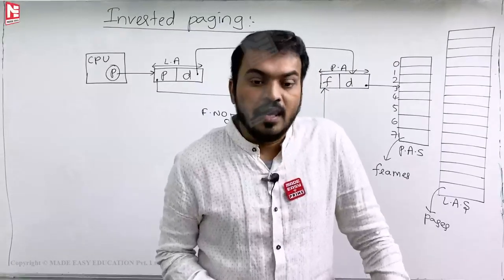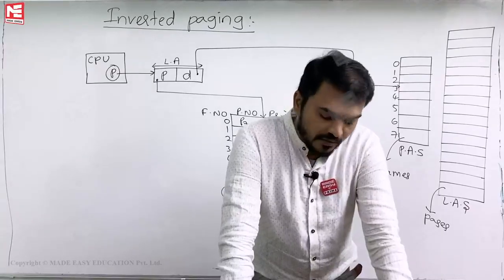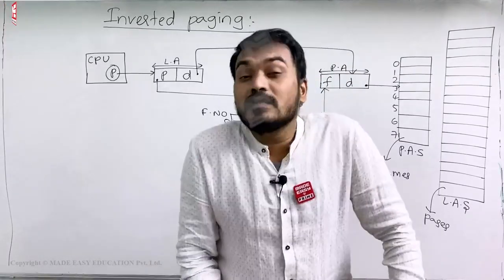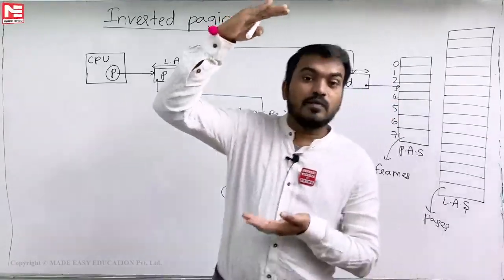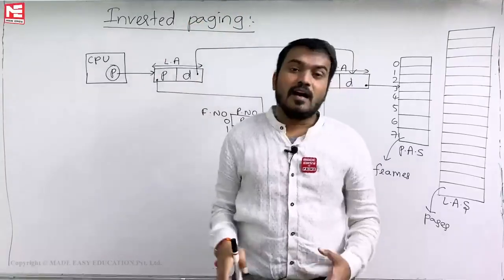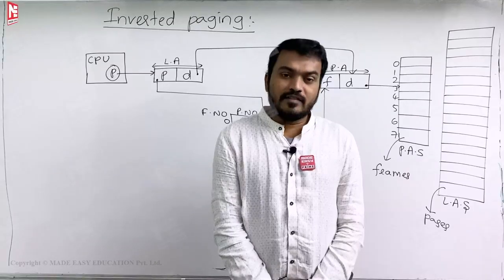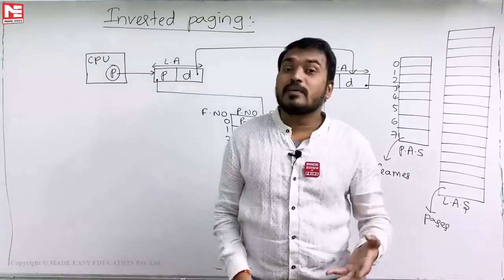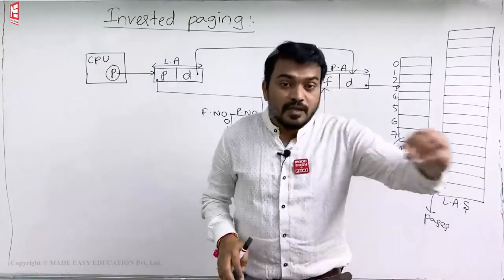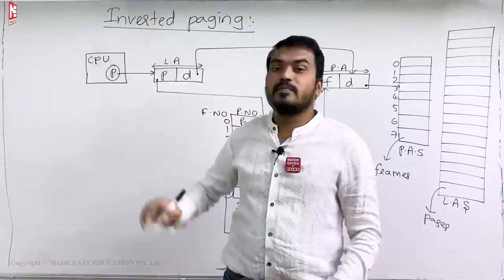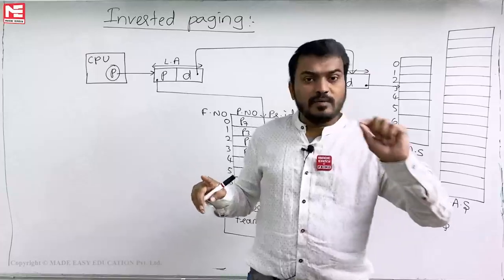What did I say in multi-level paging? I said: to avoid the overhead of maintaining a large size page table, and that is the reason we went for multi-level paging. So what are we saying here? To avoid the overhead of maintaining a page table for every process, the concept of inverted paging is implemented. So in inverted paging, only one page table will be maintained.